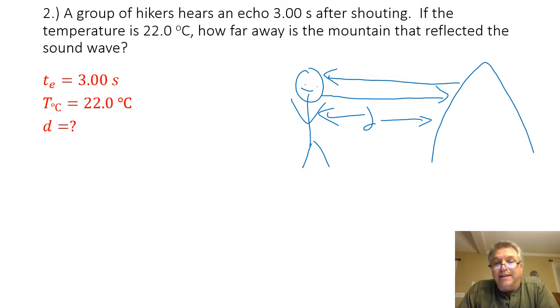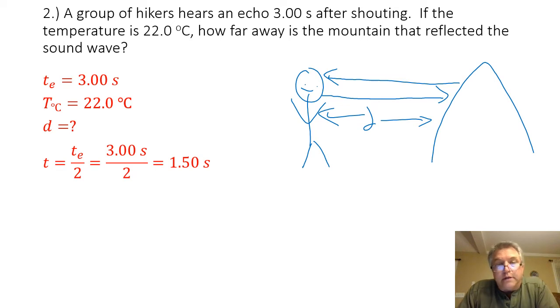So to get the distance to the mountain, I need to know what one half of the value of the time is. So the time that I need to use to determine the distance is going to be one half of the time it takes for the echo to return to the hikers. So 3 seconds divided by two is going to equal 1.50 seconds.